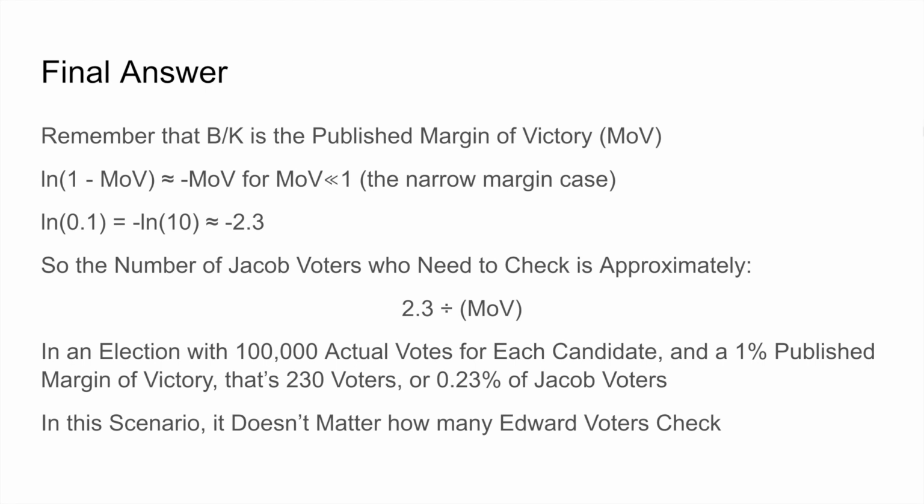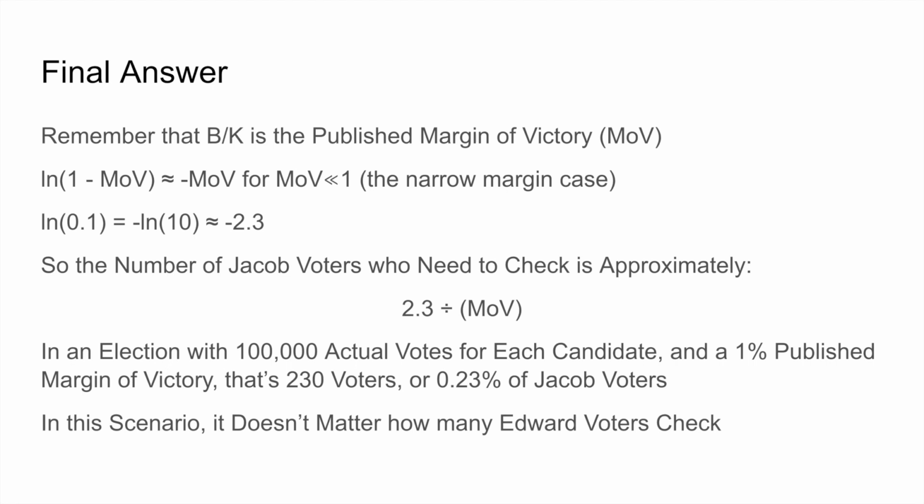Now we are just a few steps away from the final answer. Remember that B divided by K is the published margin of victory, MOV. For the close election case that we're interested in, the natural log of 1 minus MOV is approximately equal to minus MOV. The natural log of 1/10 is equal to minus the natural log of 10, which is almost exactly equal to minus 2.3. So the number of Jacob voters who need to check is approximately 2.3 divided by MOV.